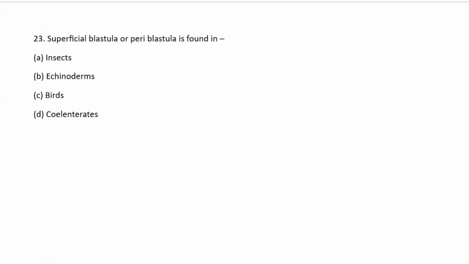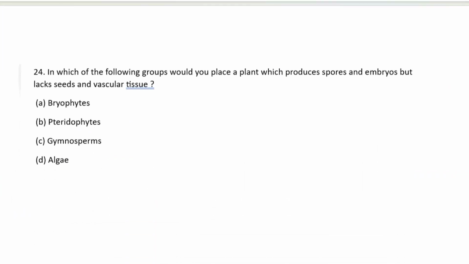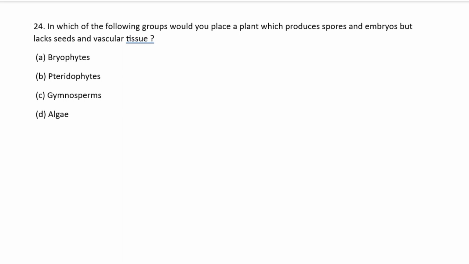Question number 23 says, superficial blastula or periblastula is found in. So periblastula is also called as superficial blastula, and this is found in the eggs of insect. So option number A will be the right answer for question number 23. Moving on to the next question. Question number 24. Question number 24 says, in which of the following groups would you place a plant which produces spores and embryos but lacks seeds and vascular tissue? So for question number 24, option A is the right answer.